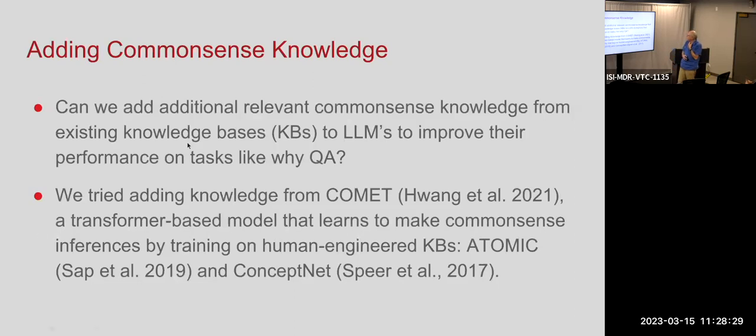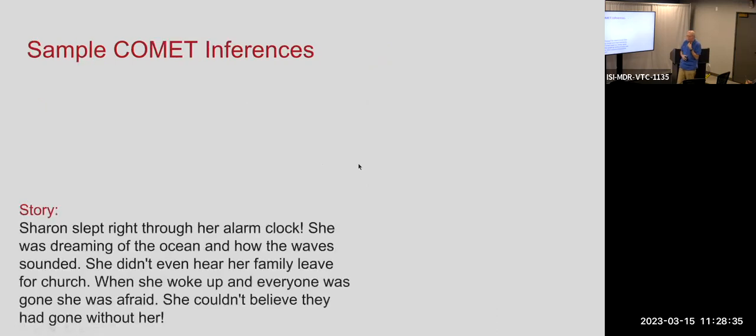It's sort of an interesting system, I think. So can we add that sort of knowledge from COMET to make this better? We tried lots of ways of doing this, but here's an example of a common inference that you can make that adds the ability to answer why questions.